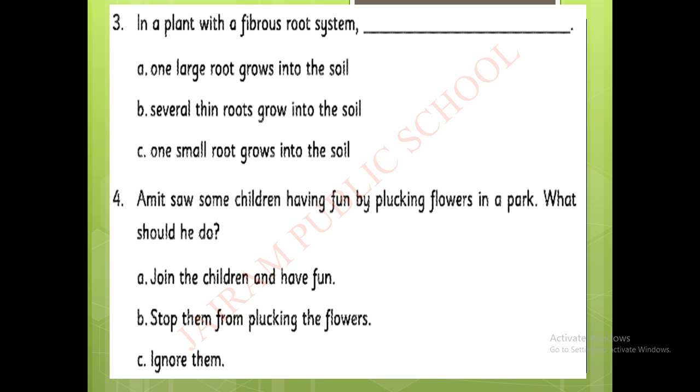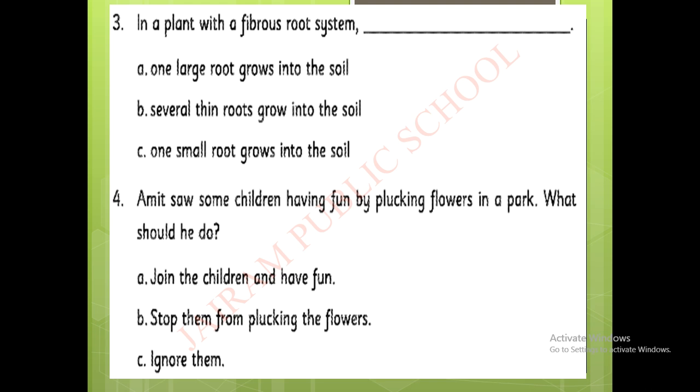The next question: in a plant with a fibrous root system, how will the fibrous roots look? Option A is given: one large root grows into the soil. Does the fibrous root have one large root growing inside the soil? No, it's wrong. Option B is several thin roots growing into the soil. Option C is one small root grows into the soil. So B, several thin roots, is the correct answer because fibrous roots have several thin roots which grow into the soil and it is not one root.